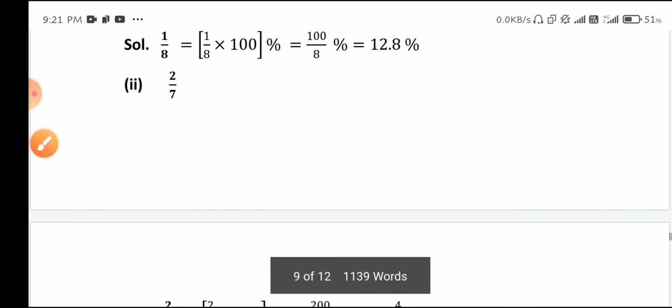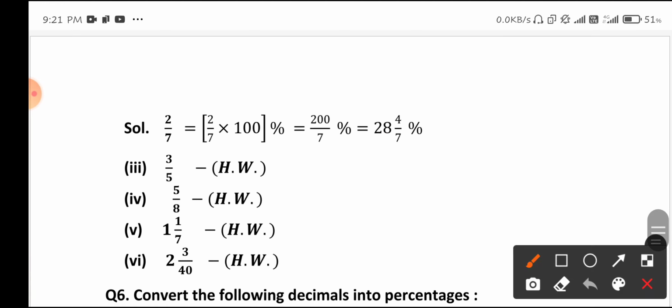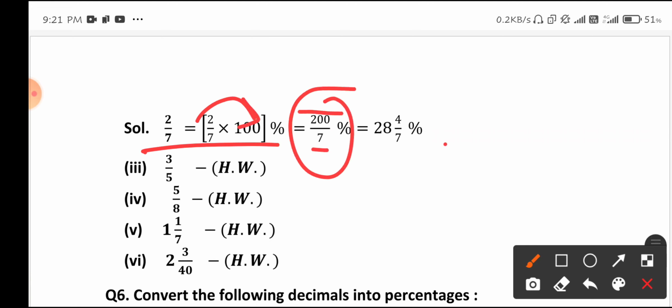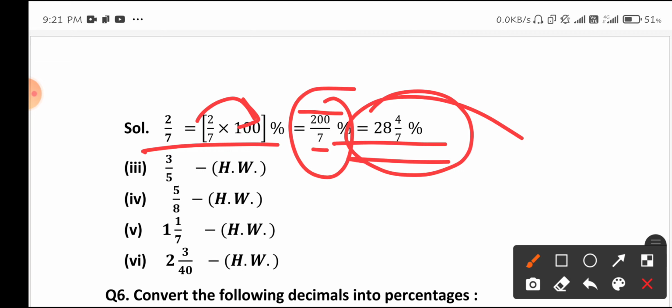So only you have to multiply by 100. Same, 2 by 7. Multiply by 100. So 2 into 100, 200 by 7. If you divide 200 by 7, you can change into a mixed fraction, that is 28 4 by 7 percent.